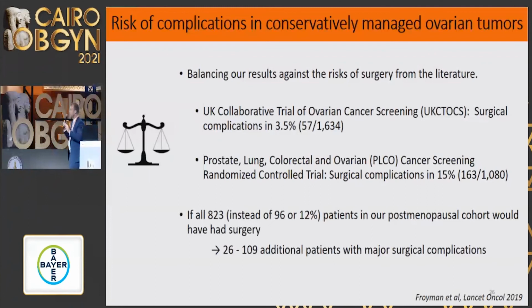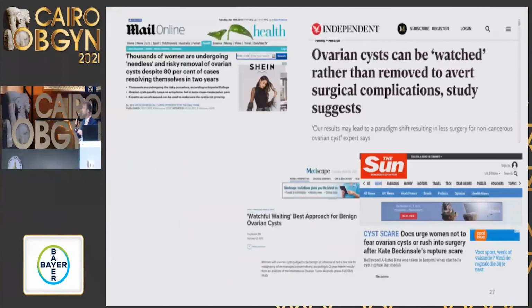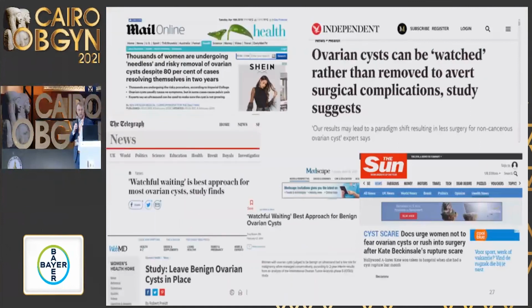And now we do a small simulation. From the 1,919 patients in IOTA 5, there were 823 postmenopausal. What if all of these postmenopausal patients underwent surgery? Then we would have caused more. So 26 patients, ranging to 109 patients of our cohort, would have suffered from major complications if you would have done surgery in all of them instead of follow-up. So this really defends the possibility of doing conservative management in many of the patients. And this was picked up in international media, objective and subjective media. So the story was heard in the world that there was now the possibility of conservative management.